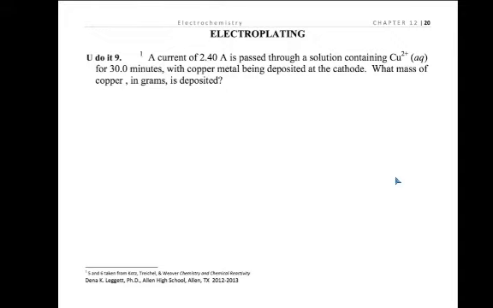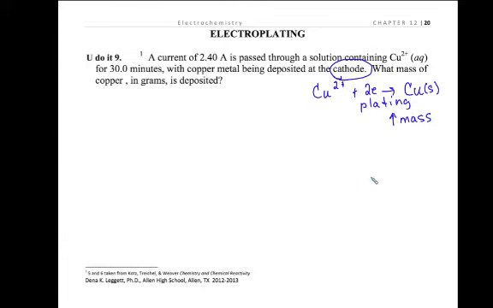Electroplating is where we're heading next. Now, in order to do these electroplating calculations, we need to remember a few key things. The first is that plating happens at the cathode. Remember that copper ion would be reduced to copper metal at the cathode. So plating always occurs at the cathode. Remember, the cathode is the one that increases in mass.